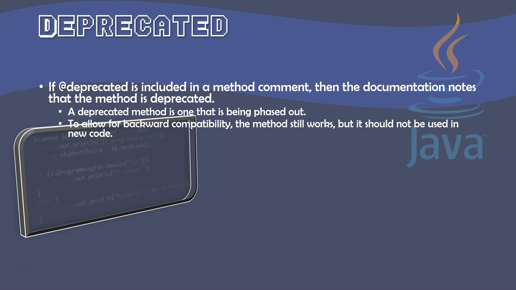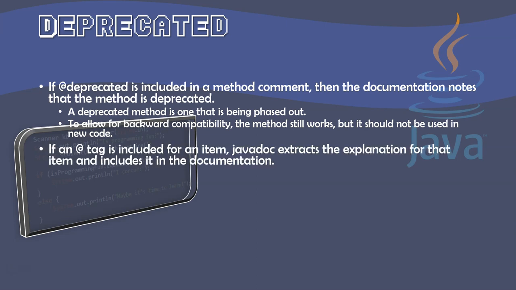However, you should not use this style in new code. So if you come across any @deprecated, then you need to make sure that you have a new approach being implemented if you're creating a brand new program. Now, if you have an @ tag included for, let's say, an item, then Java is going to extract the explanation for whatever that item is, included in the documentation.